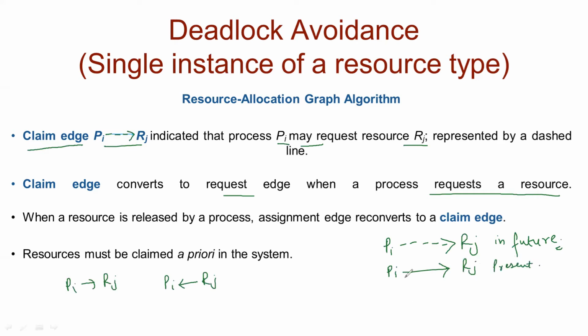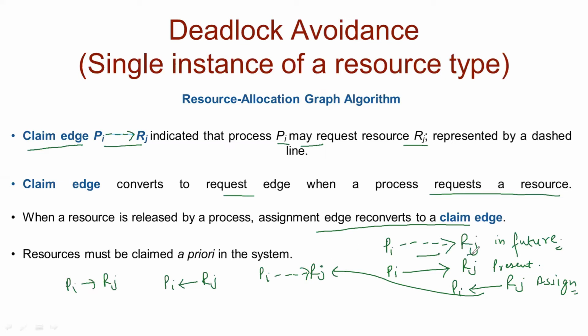Now, when this resource is allocated to Pi, the edge is like this. This is the assignment edge. After Pi has used this resource, it will release the resource. This edge will again convert to a claim edge. So after this, the edge will again look like this, because if a process has used a resource, there is a possibility that it may again request this resource in future.